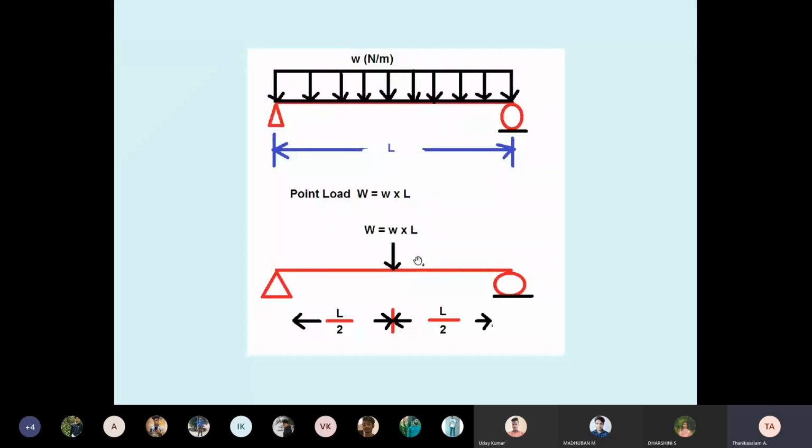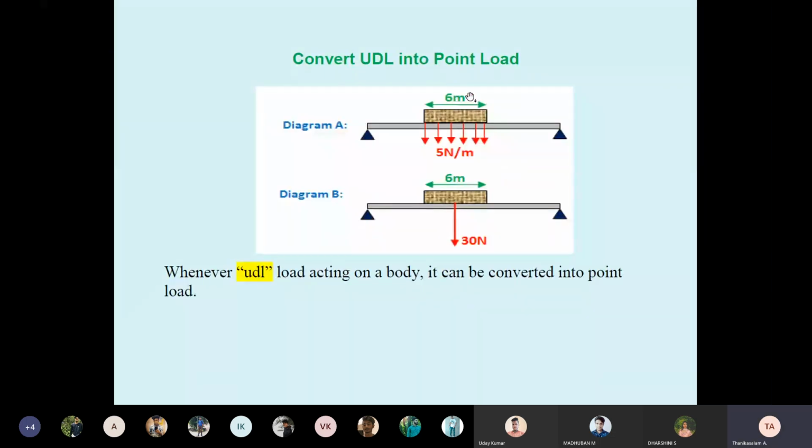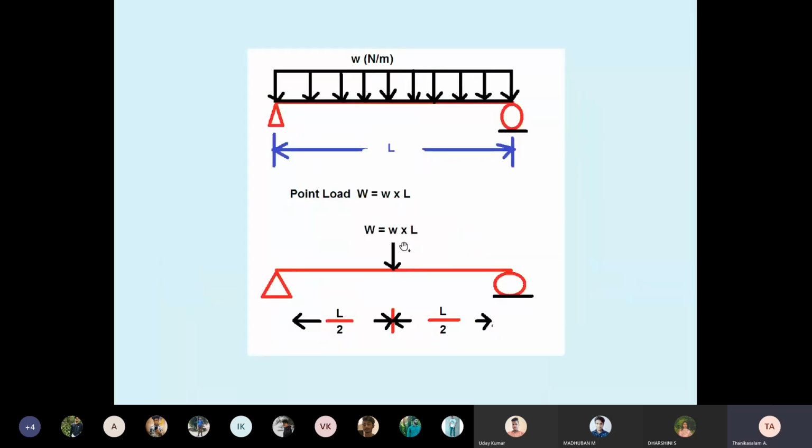It is acting at the middle of the rectangle, that is L by 2, L by 2. See here, the 6 meter, the load is 5 Newton per meter. So I want to convert it to a point load. How do you convert to a point load? 6 meter into 5 Newton per meter, meter cancels. So 6 into 5, 30 Newton. Where is it acting? Middle of the 6 meter, that is 3 meter distance. Any UDL acting, you have to convert to a point load like this.